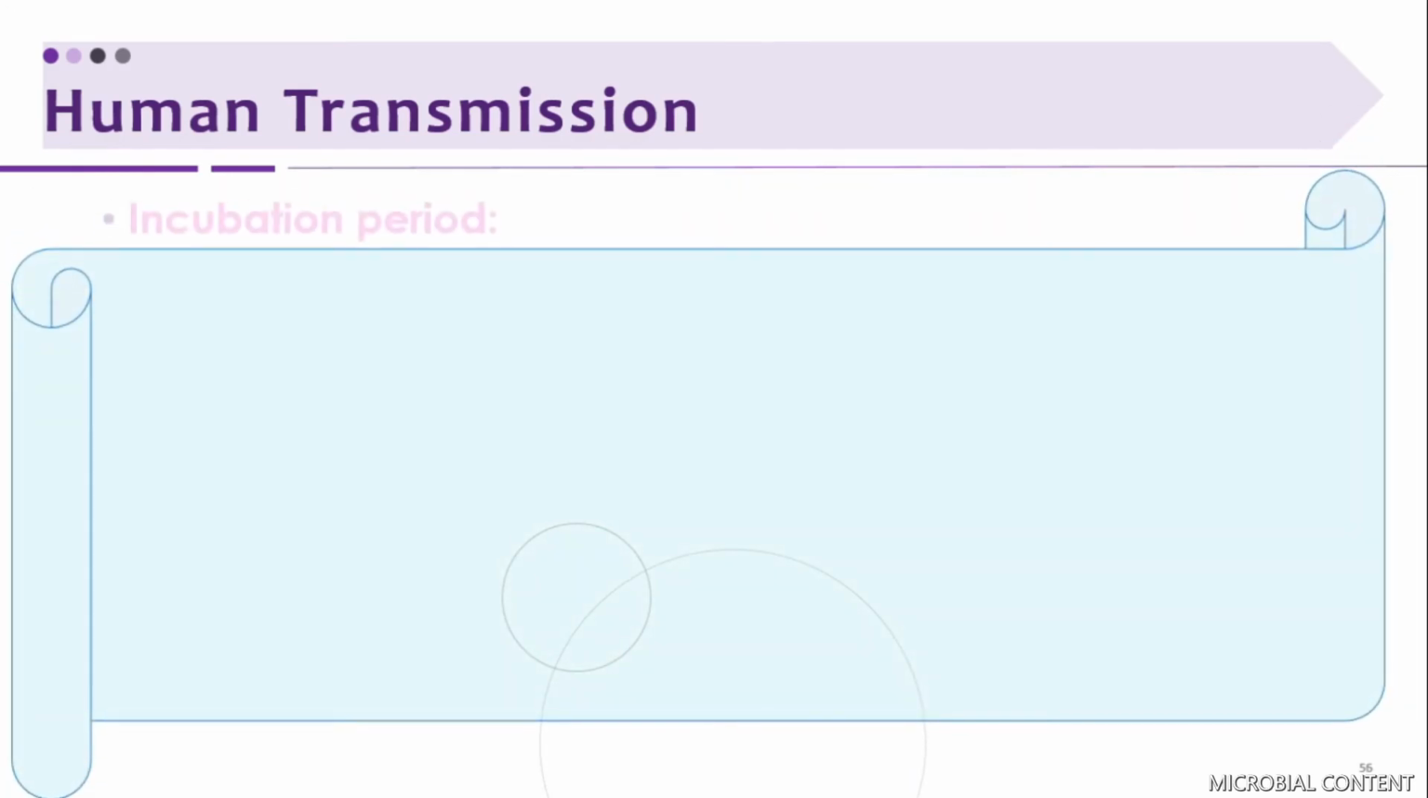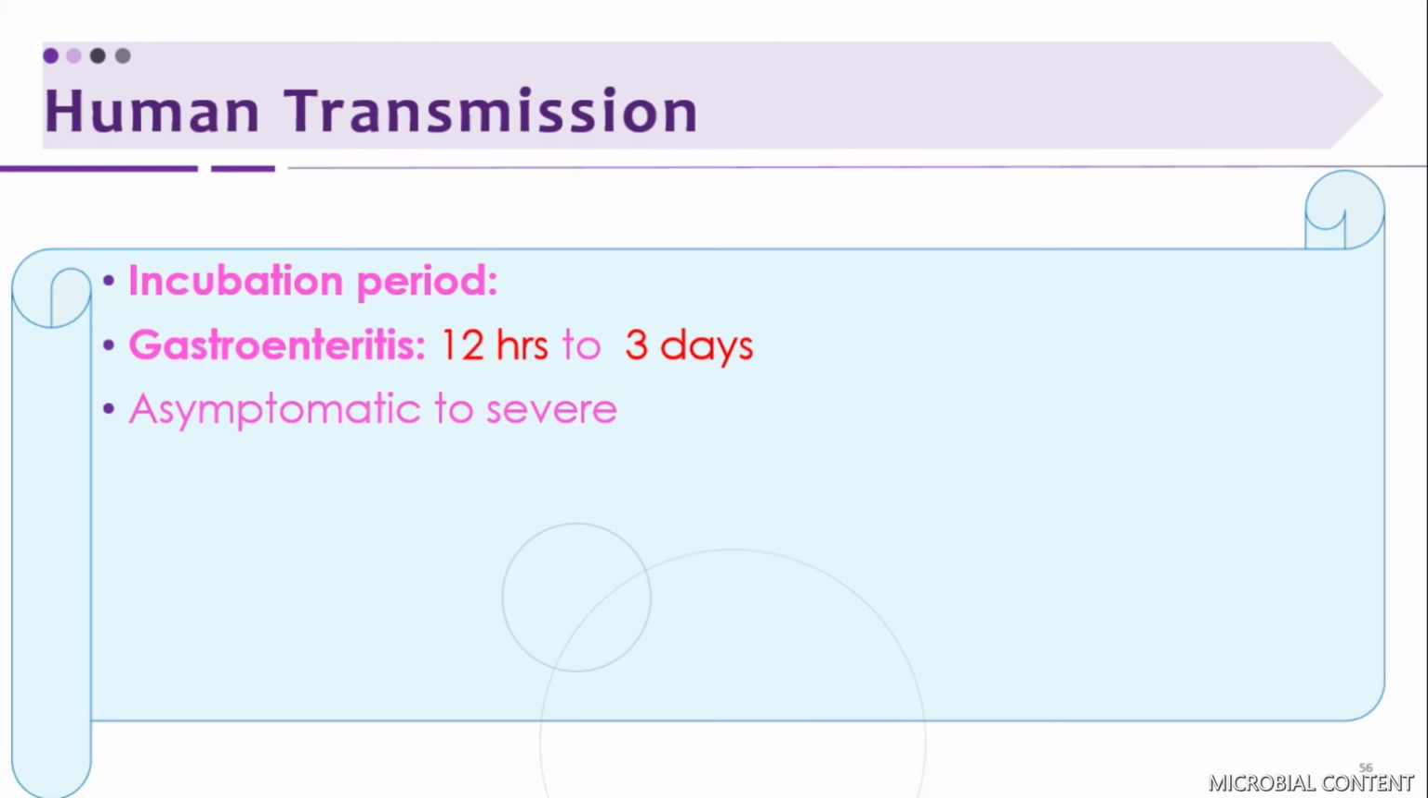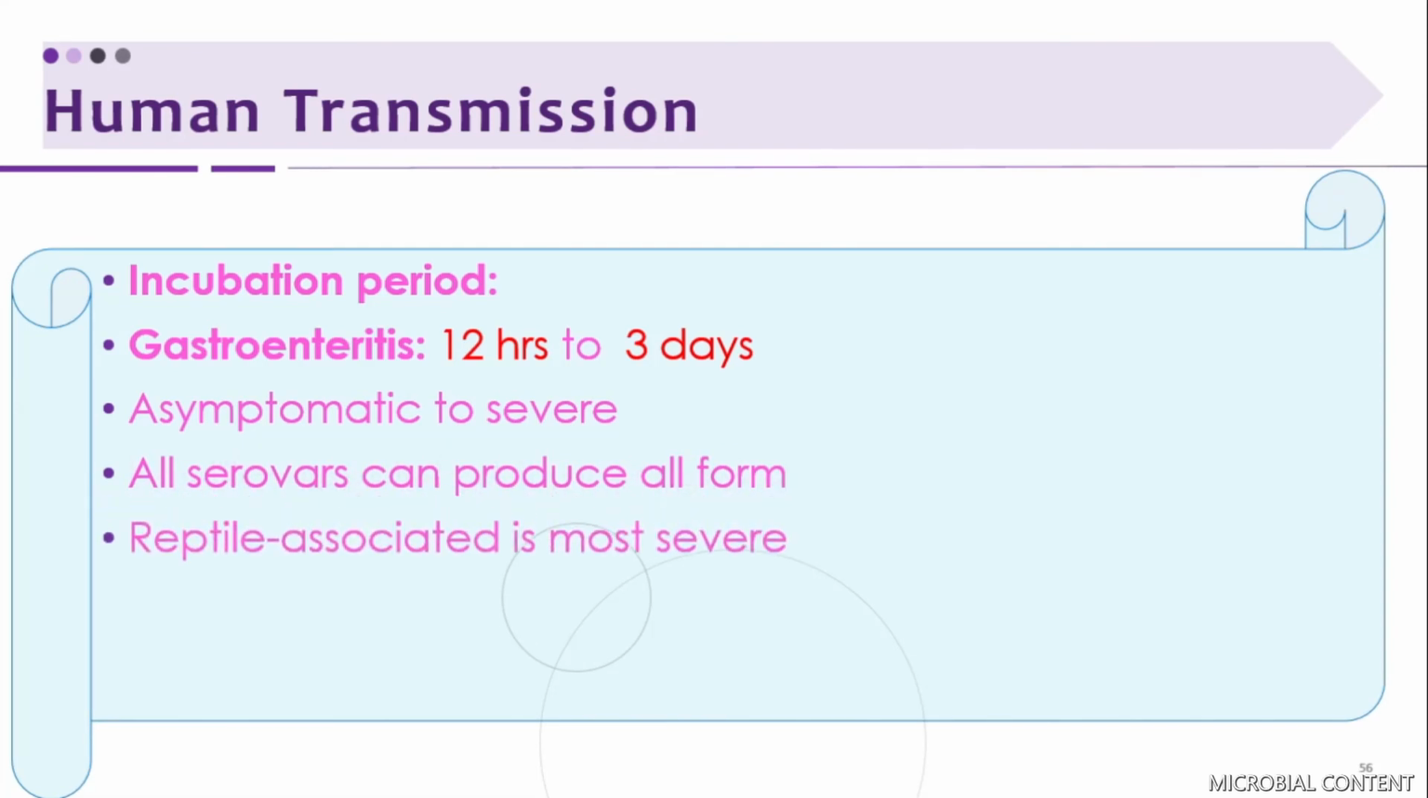The incubation period of this gastroenteritis, that is food poisoning, may be from 12 hours to 24 hours, or it may extend up to 3 days also. In general it is 12 to 24 hours, but it can extend up to 3 days. It may be asymptomatic or occur in a severe form. All serovars can produce all forms, and the reptile-associated strain is mainly associated with the most severe form of gastroenteritis.